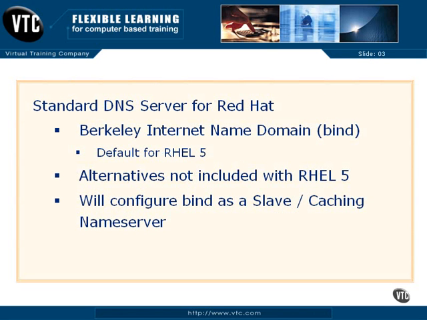The standard DNS service for Red Hat Enterprise Linux 5 is the Berkeley Internet Name Domain, also known by its acronym BIND. It's the default DNS server for Red Hat Enterprise Linux 5. While BIND is far from the only domain name service available, it is the default readily available for our operating system.